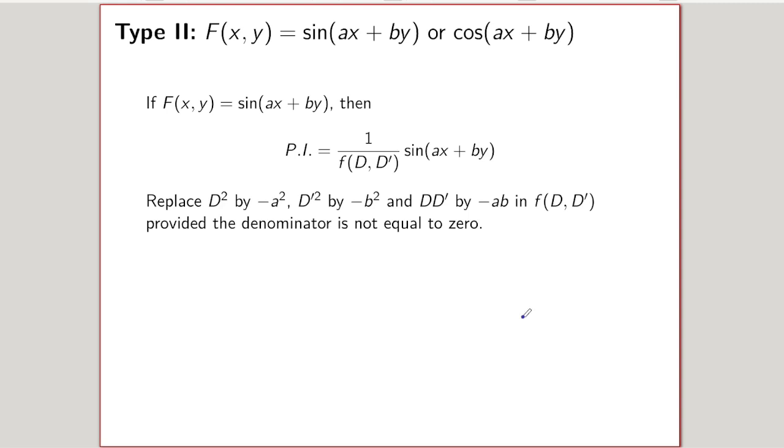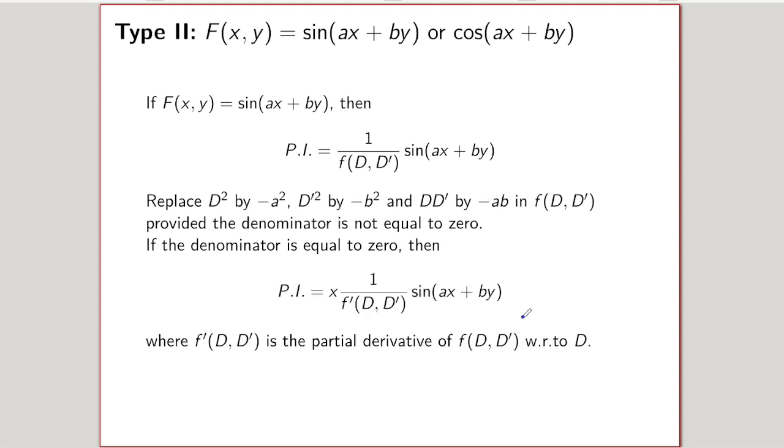can find it by replacing D square with minus a square, D dash square with minus b square, and D D dash with minus ab. That is, we have to replace D square as minus a square, D dash square as minus b square, and D D dash as minus ab. So if the denominator is equal to 0, similar to type 1 problem, we have to differentiate the denominator and we have to multiply the particular integral with x.